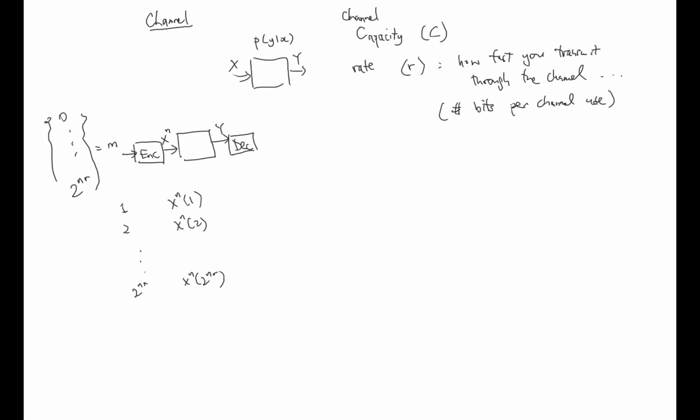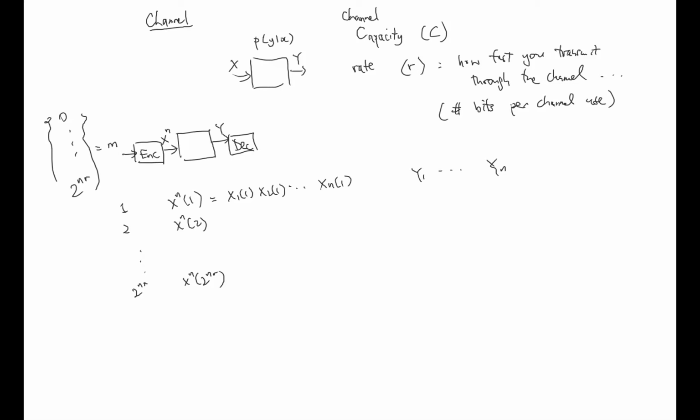So I hope that's clear. So x^n here, for example, is a vector, right? x_1(1), x_2(1), and so on, like x_n(1). It's just a sequence of the characters of x, and then I will send it through the channel. And then at the other end, I will receive y_1 up to y_n, right? Something like that. And then from there, I try to decode that.